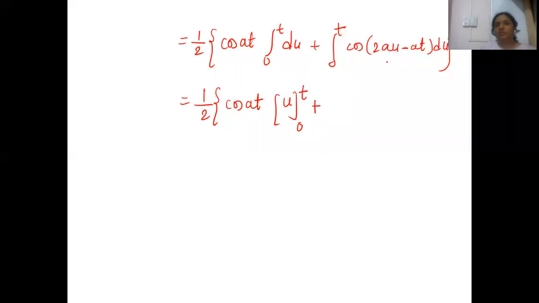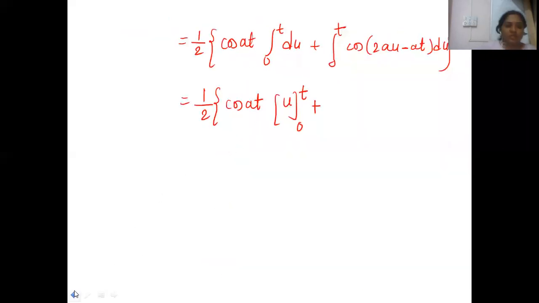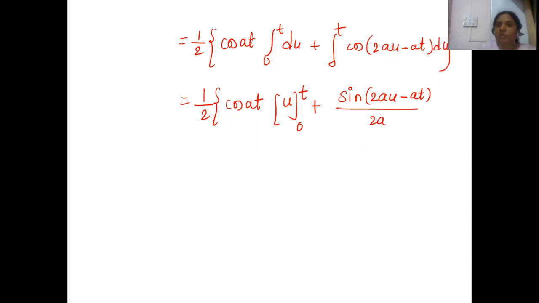Plus now the integration of this cos. Is this term correct? Let me just check. 2AU minus AT, yes. Okay, what is the integration of cos? Here is the function of u. This is the term which is having u, so you have to integrate this cos. What is the integration of cos? Sine, very good. Integration of cos is sine, the angle as it is, upon the derivative of this term with respect to u. What is the derivative? 2a. And the t term is constant if you are integrating, so the derivative of this constant is 0, and this is 2a, from 0 to t.